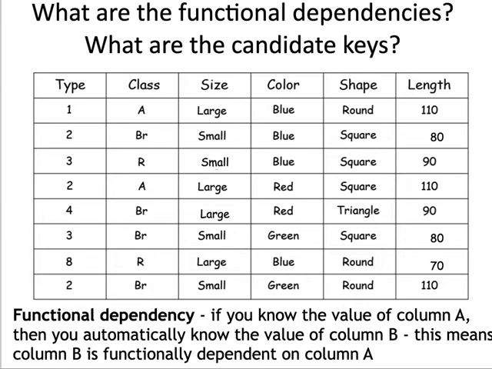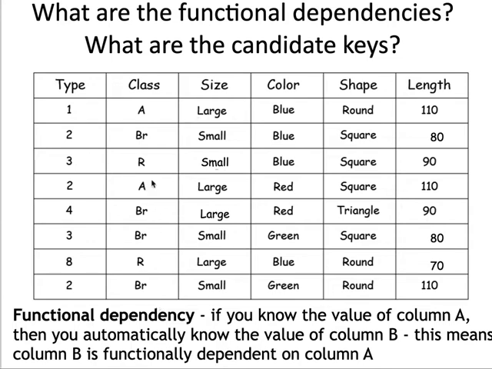So what are functional dependencies? The functional dependencies, if you know the value of column A, you can automatically know the value of column B. This means column B is functionally dependent on column A. So everything's going to be functionally dependent on the key. But there can be other functional dependencies in the column. So for example, I can look at this class. Is size functionally dependent on class? That means if I know the value of class, I know the value automatically of size. I don't have to look it up. So there's A large.